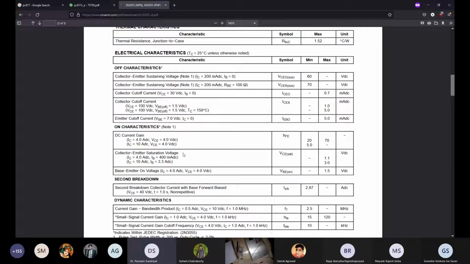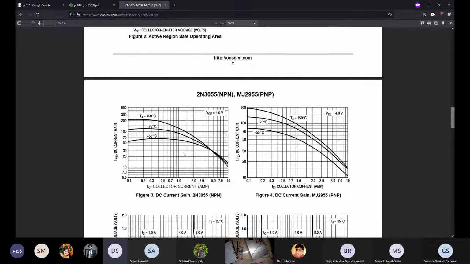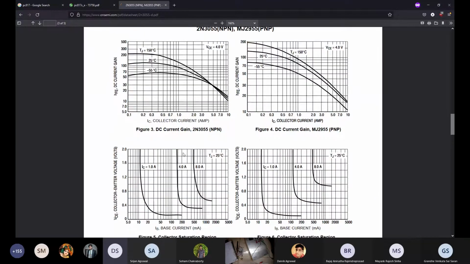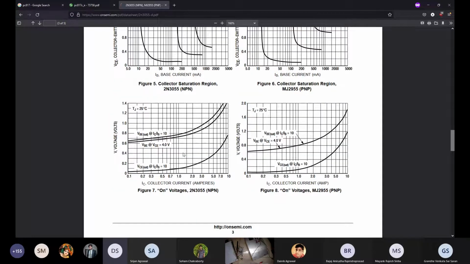Sir, what is the nomenclature of these names? Like, how are they kept? Not sure, I'm not sure. It's called 2N or MJ2955. I'm not entirely sure how they come up with the names. But when you work on analog electronics for a long enough time, you start remembering things.